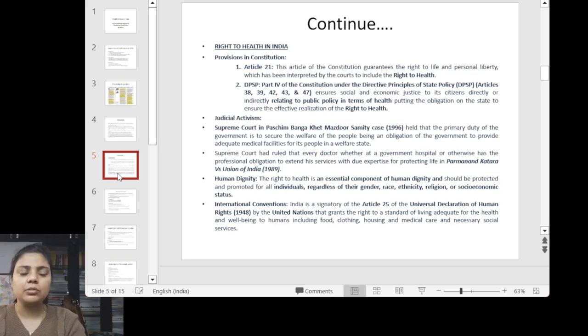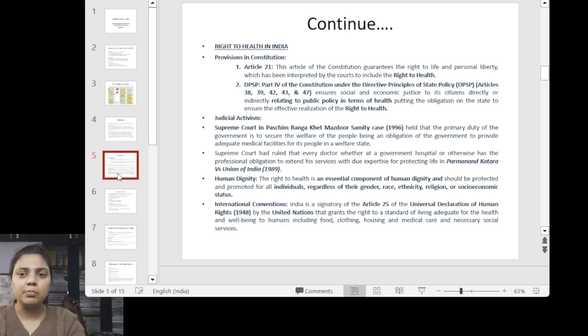Apart from that, if we look at the DPSP, Part 4 of the Indian Constitution, in which Articles 38, 39, 42, 43 and 47 talk about socio-economic justice, and how directly or indirectly these articles relate to public health policy in terms of health. And I have given certain Supreme Court judgments and cases also.